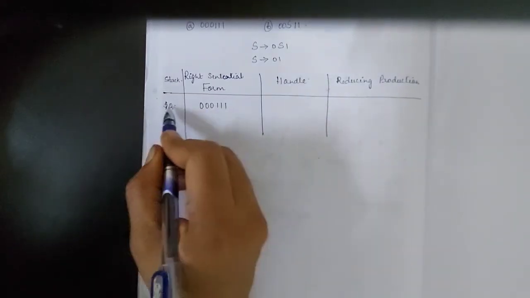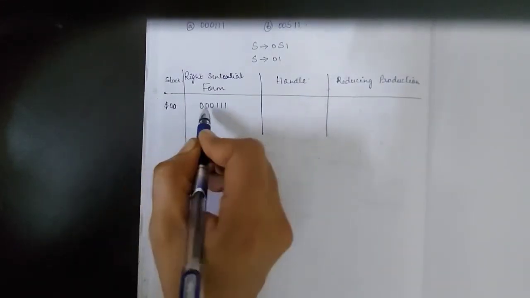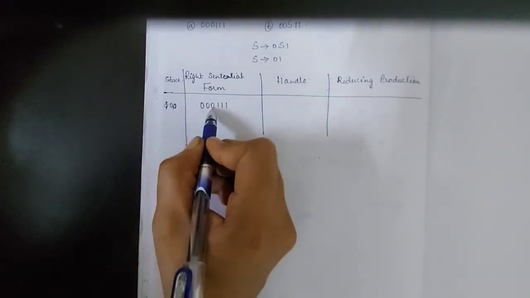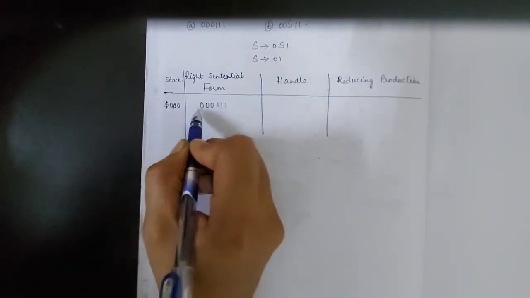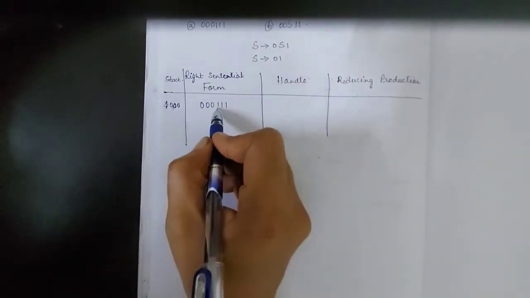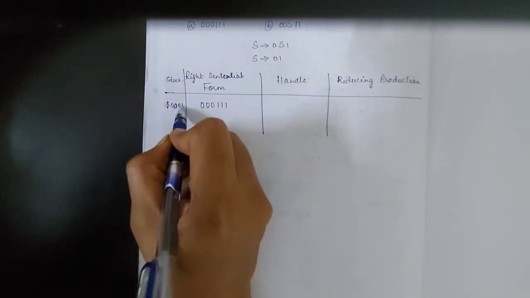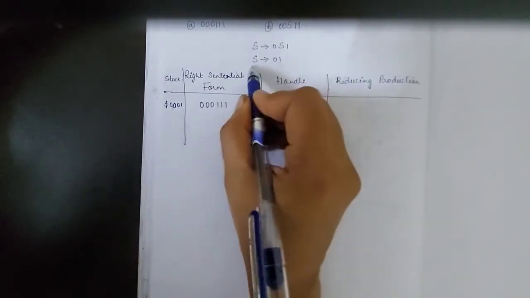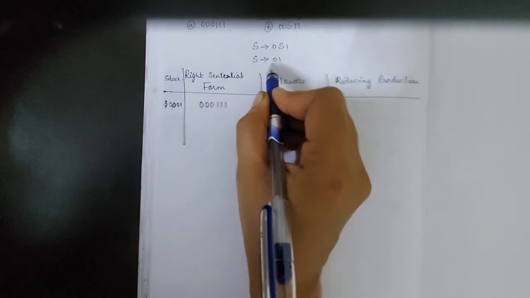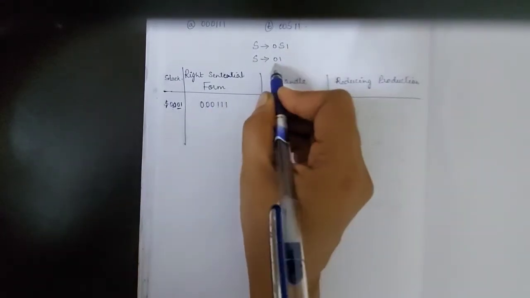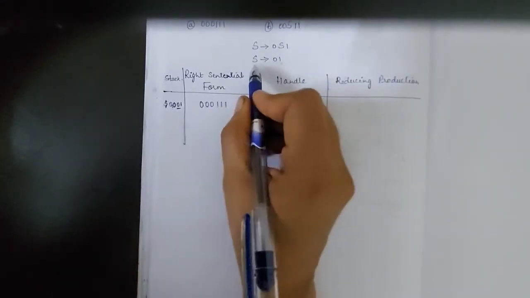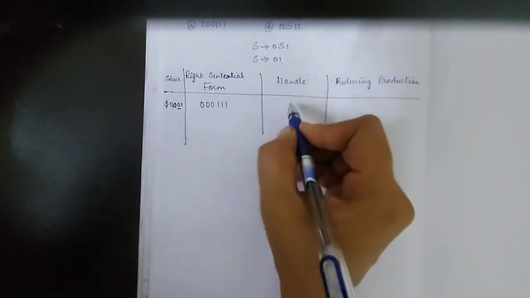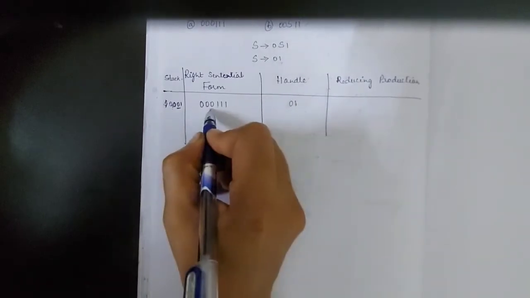So we shift another 0. 00 is also not there. Next we shift the third 0. 000 is also not there. Now we shift this 1. Now if you check, there is the production where S produces 01. So 01 is the body of the production, and it can be replaced by the head of its production. So now 01 becomes the handle.